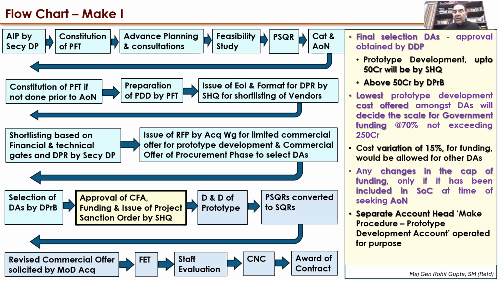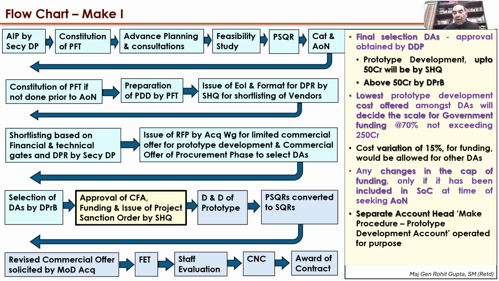Cost variation of around 15% will be catered for other DAs in case their cost of development is extra. So that means around 15% leeway is allowed. Any changes in the cap of funding are carried out only if it has been included in the statement of case at the time of seeking AON. Otherwise, the cap that has been there shall be valid for all purposes.